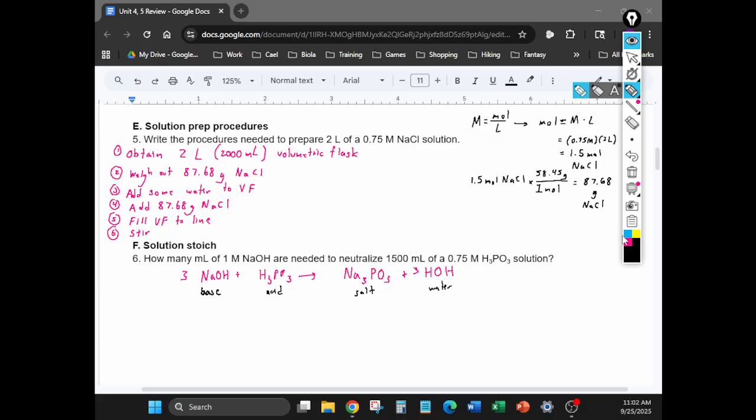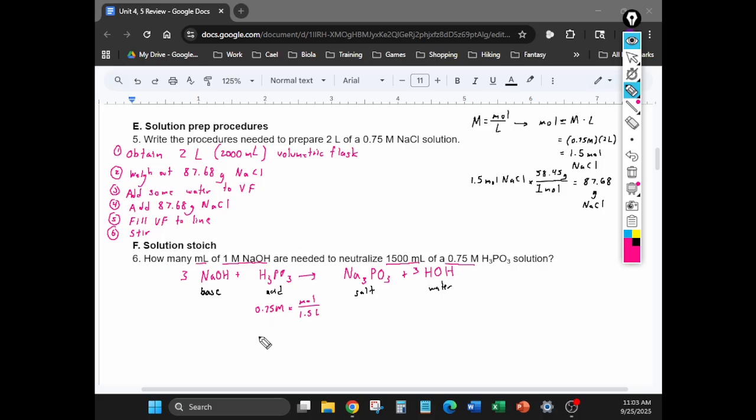Okay, so once we have our balanced equation, we can start doing the stoichiometry. It tells you to figure out the milliliters of 1 molarity base to neutralize 1500 milliliters of a 0.75 molarity acid. So you're going to start with your acid first. You have 0.75 molarity of your acid, and you want to find moles. It's 1500 milliliters, so 1.5 liters. We're going to multiply 0.75 by 1.5 in order to get our moles.